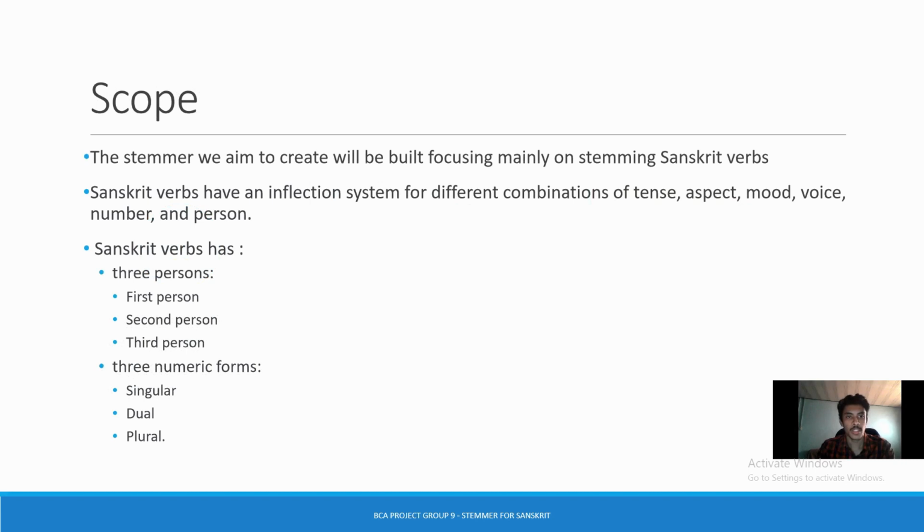Scope. The stemmer we aim to create will be built focusing mainly on stemming Sanskrit verbs. Sanskrit verbs have an inflection system for different combinations of tense, aspect, mood, voice, number, and person. Sanskrit has 3 persons: first person, second person, third person, and 3 numeric forms: singular, dual, plural.